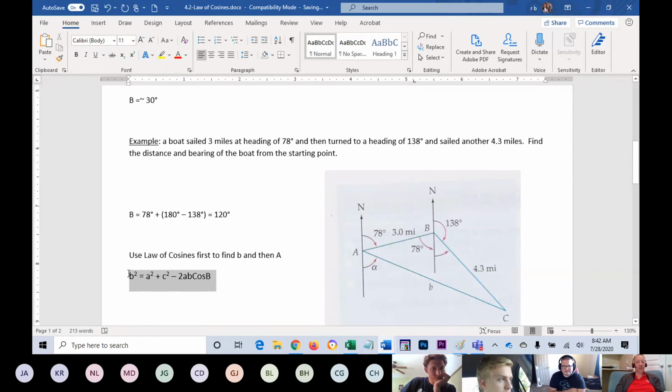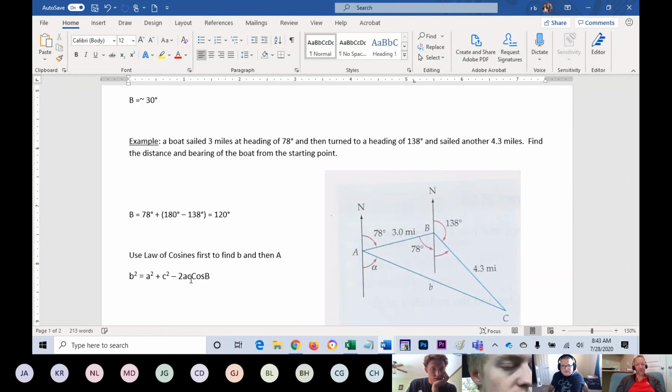Yeah, so we're going to use this one here, B squared, okay? So A squared plus C squared plus 2AB. Okay, so what can we... Isn't it 2AC cosine B? Not 2AB cosine B? Right. You're right. That's supposed to be a C. You've caught my notes. Okay.